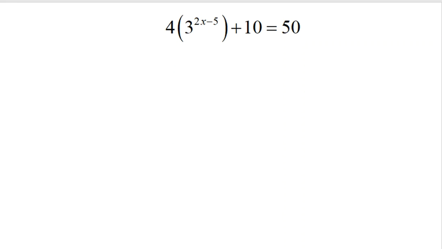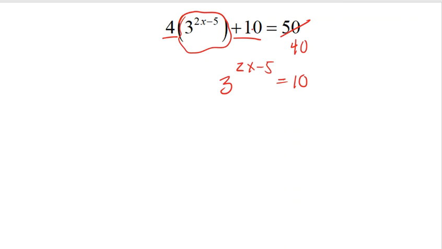Let's try another one here. And the first thing I'm noticing is I got this plus 10 I need to move over. I got this 4 I got to move over. The 3 is the base. The 2x minus 5 is in the exponent. So I got to isolate this part, right? Isolate the exponential part. So subtract the 10. That's 40, right? Then divide by the 4 and get 10. So we have 3 raised to 2x minus 5 equals 10.